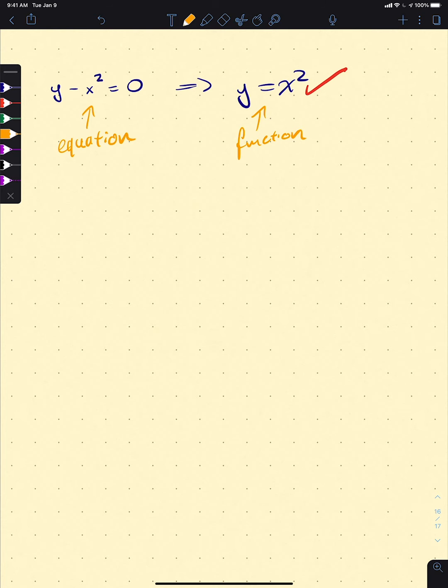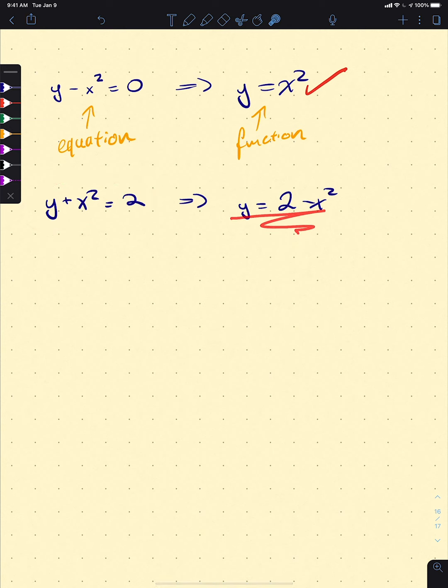And we can do that whenever we have an equation that involves y. So, very similar to this, let's say we have y plus x squared equals 2. This is an equation. If I subtract x squared from both sides, that would give me that y is 2 minus x squared, which is good. We have now taken this equation that involves y and transformed it into a function of x. So this is indeed a function as well.